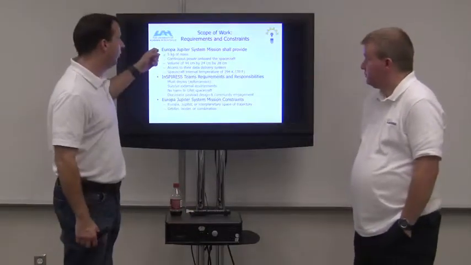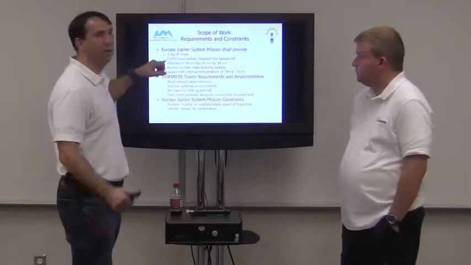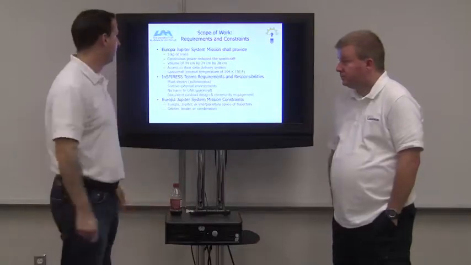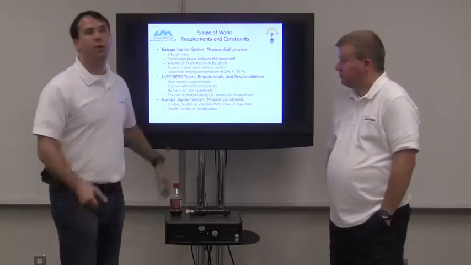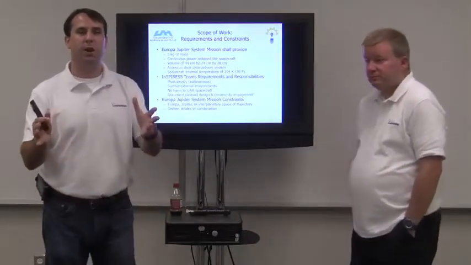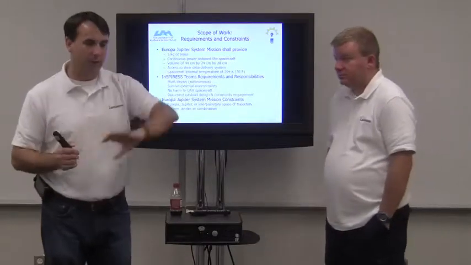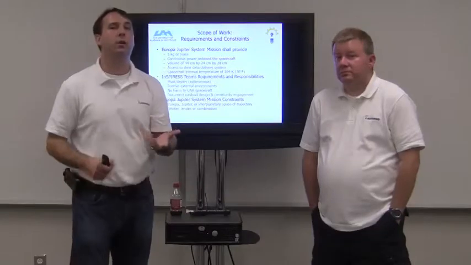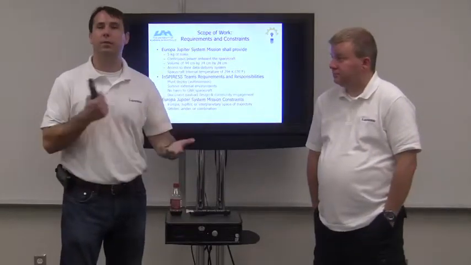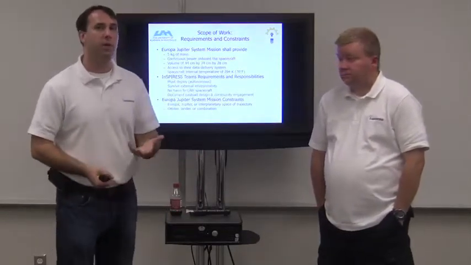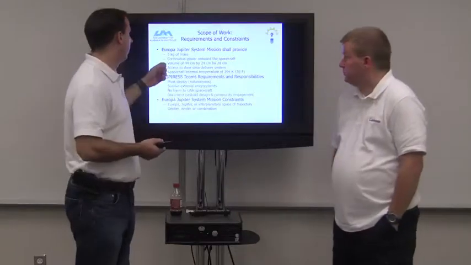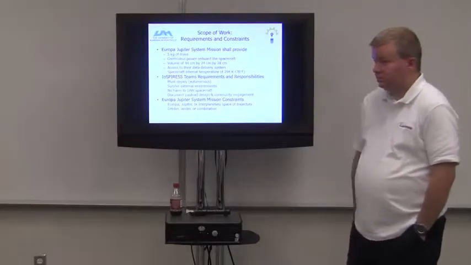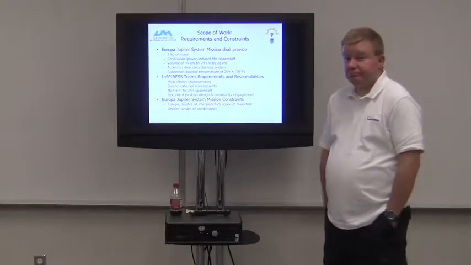The Europa Jupiter System mission shall provide you with 5 kilograms of mass and continuous power while you're on board the spacecraft. Before you become autonomous, you can get power to power yourselves, to charge your batteries, keep yourself warm, whatever. You have a volume that is 44 by 24 by 28 centimeters.